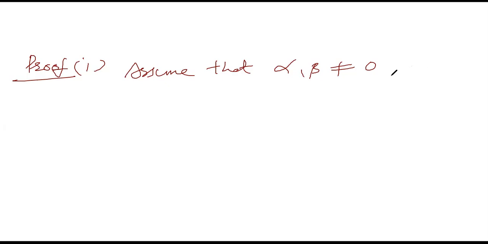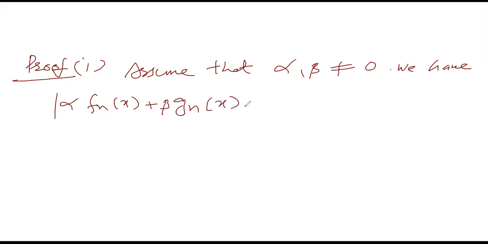So now we have the following triangle inequality. We have mod of alpha fn x plus beta gn x minus alpha f x plus beta g x, this mod.